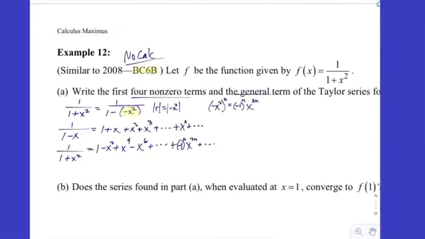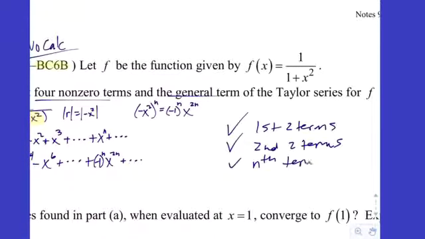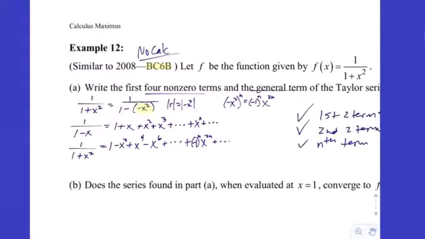The way they're going to grade that is you're going to get 1 check for the first 2 terms. Then you're going to get a second check for the second 2 terms. And then guess where the third check comes from? Yeah, the general term or the nth term. And if you have anything misstated or incorrect, you're going to lose one of the checks.